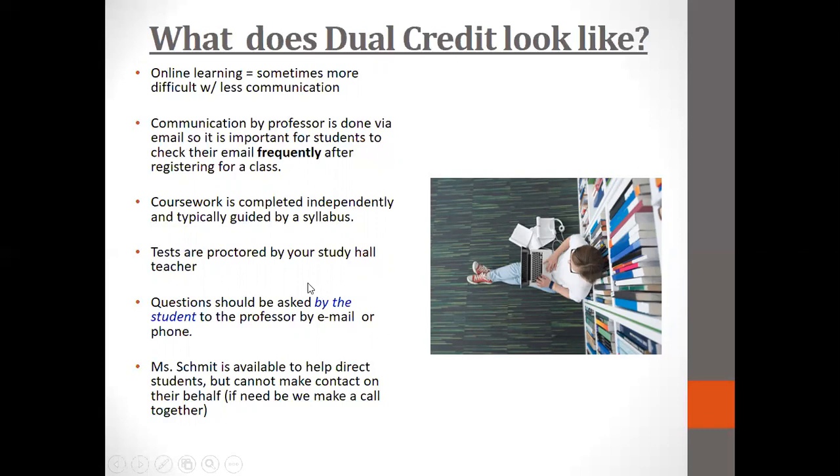Independently done. Tests are proctored by your study hall teacher, and if need be, like Mr. Schoenfeld or I could help you proctor that test as well, but you'd have to make an appointment with us, and it'd probably be like a Friday school thing. For your study hall teacher, you see them every single day, so if you want to take a test at any given point in the day, you will see that study hall teacher, so that's why we do it that way. And so we just make sure that you are being monitored and not cheating.